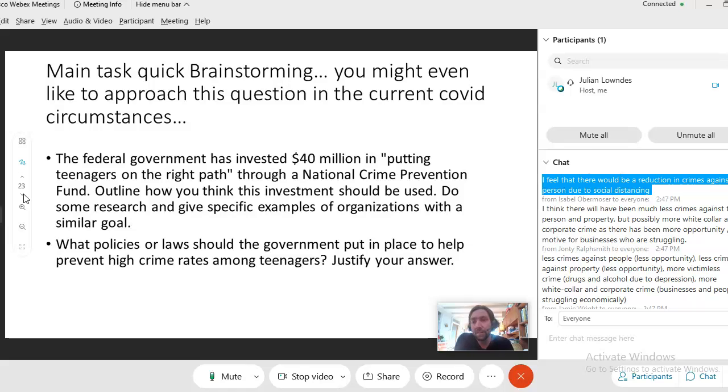Lastly, just as a final note, the main task for this week, week 10 on crime data, is to look at a news article and to consider, suppose that you have $40 million or a proportion of money to invest in crime prevention for younger people in society. What type of policies, or how would you spend this money to best achieve a decrease in crime? A decrease in offender rates.